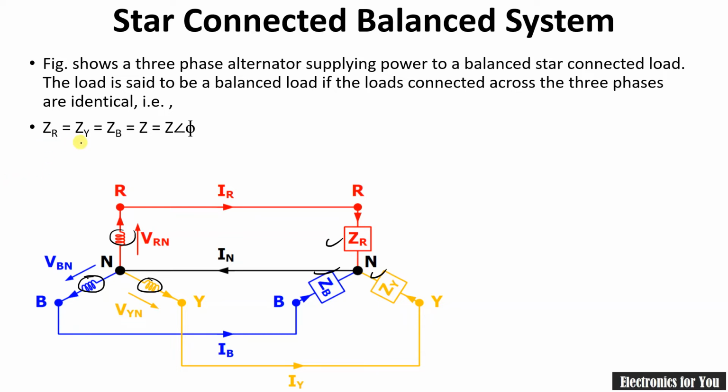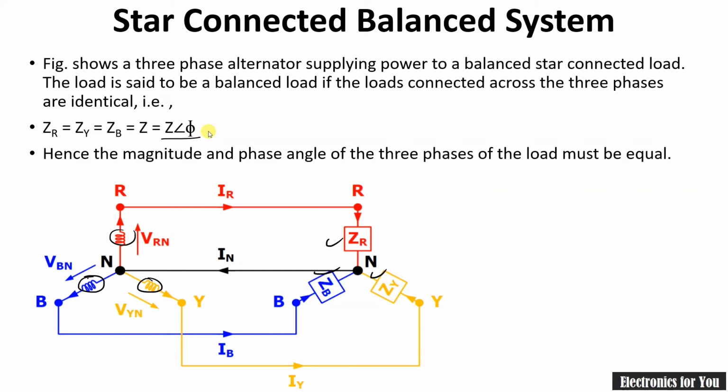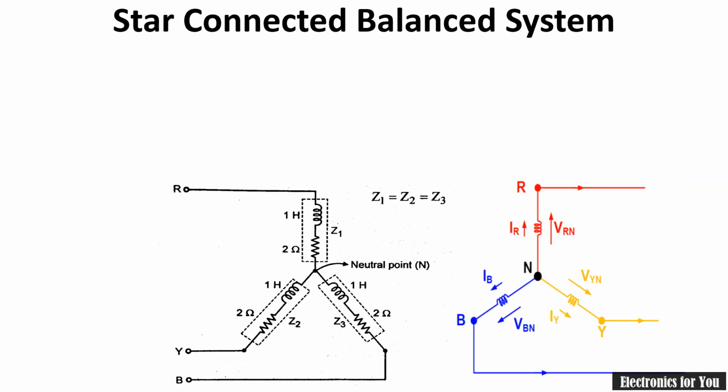In this case, ZR equal to ZY equals to ZB and having same phase angle between them. And in this case, therefore we can say that the magnitude and phase angle of three phases of load must be equal. Now let us move to the next important topic. It is star connected balance system.